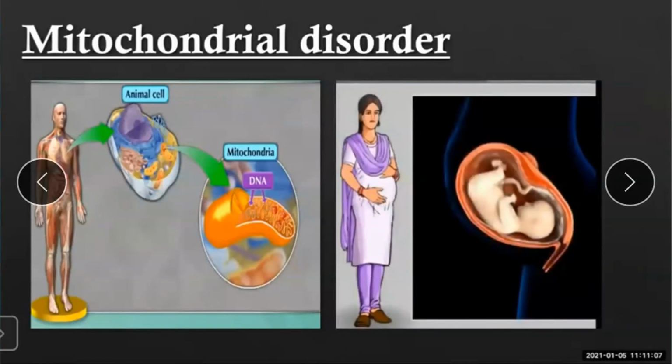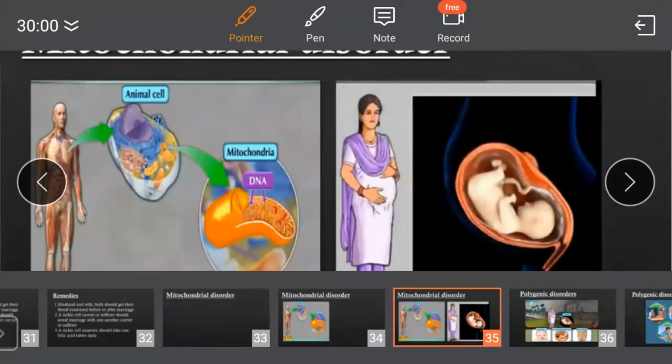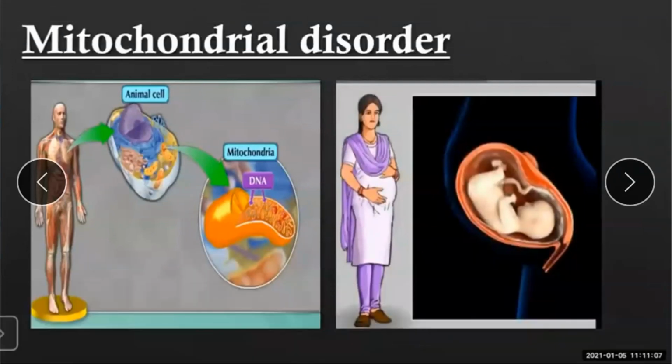So what are the examples of this? What are the examples of mitochondrial disorder? The example of this is Leber's hereditary optic neuropathy.